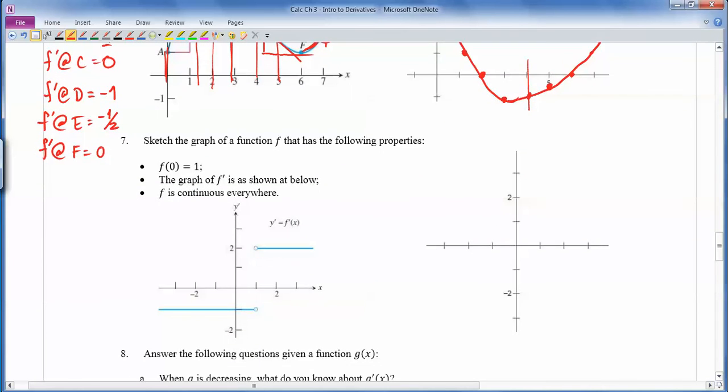So in this one, they give you the graph of f prime. And what we're supposed to do is come up with a graph of f over here. So this is the original function. This is the derivative function. Okay, so one easy thing to do is f prime 0 has to equal 1. So f prime 0 is 1. So it goes through 0, 1.